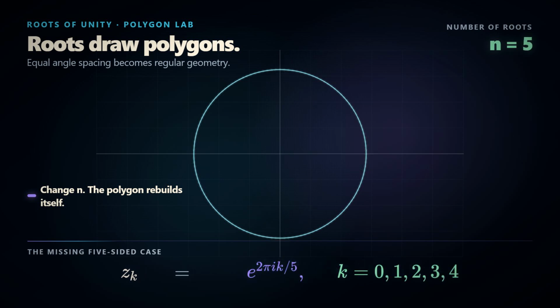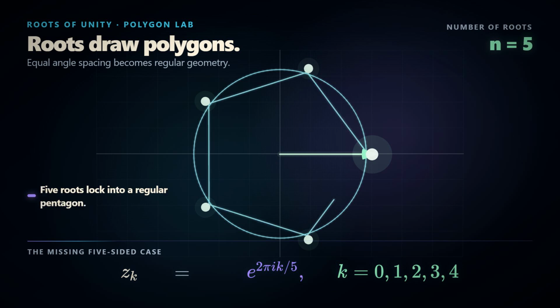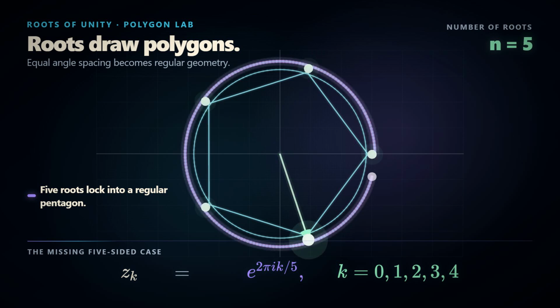Dial n to 5. Plot angles 0, 2 pi over 5, 4 pi over 5, 6 pi over 5, and 8 pi over 5. Connect neighboring tips. A regular pentagon locks into place, centered at the origin with one vertex at 1. Rotate from any root to the next by multiplying by the same unit complex number.